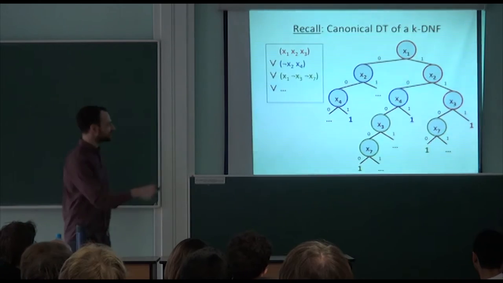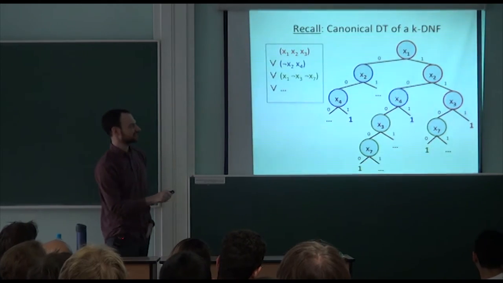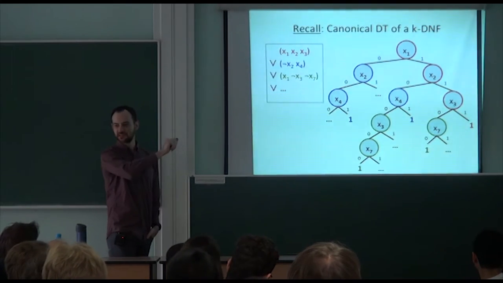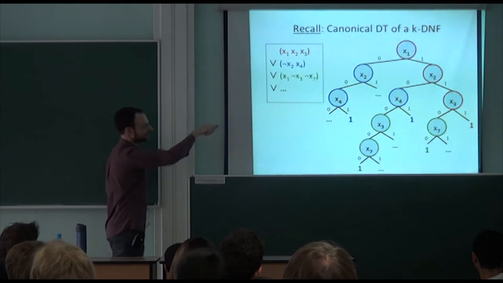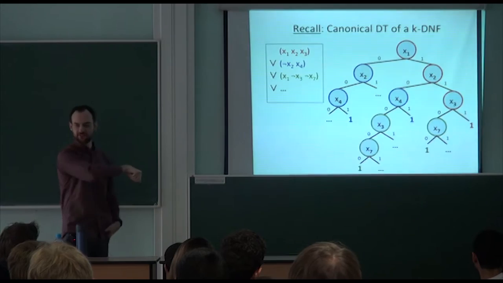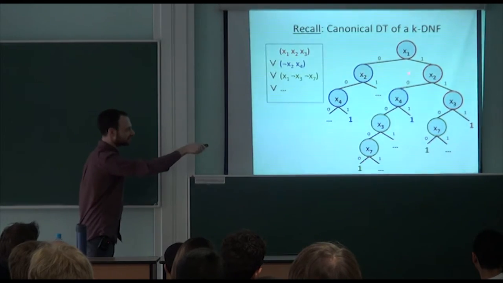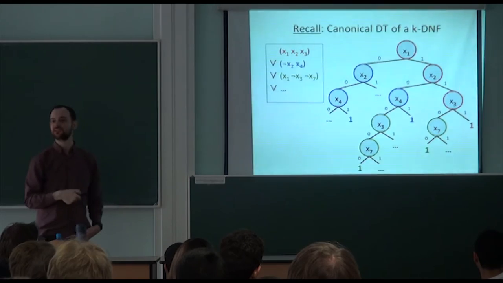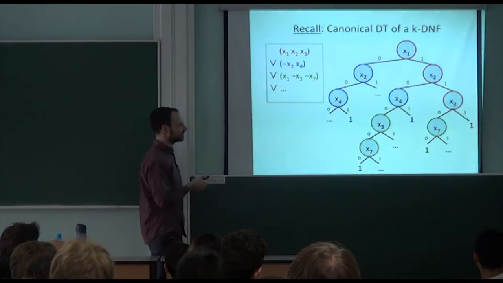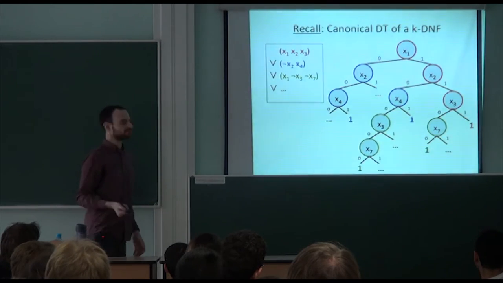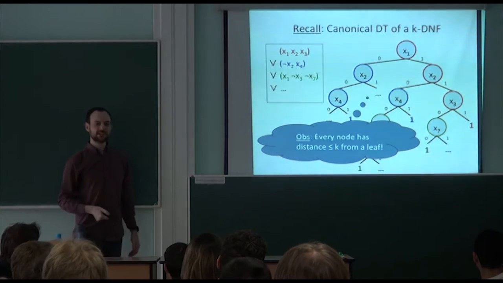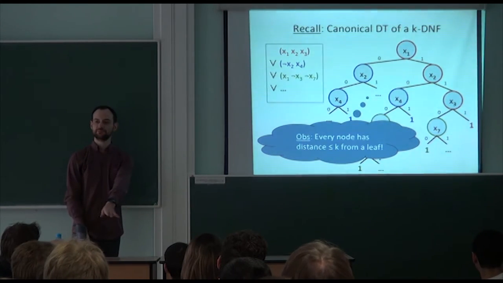Let's recall, this is a slide from the first half of the talk, the canonical decision tree of a k-DNF. This was how we defined it. Now I want to make an observation about this definition. A k-DNF can have arbitrarily many clauses, so the depth of this decision tree can be arbitrarily large. So we can't apply the previous switching lemma directly, but we can observe the following: every node in this decision tree has distance at most k from some leaf.